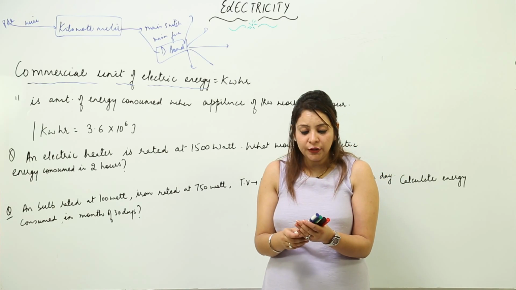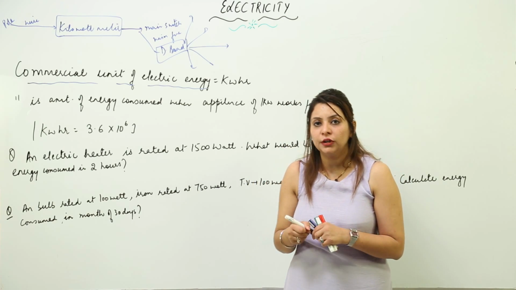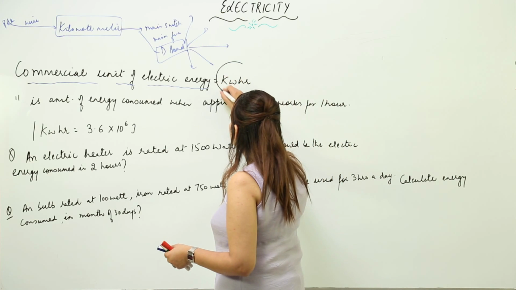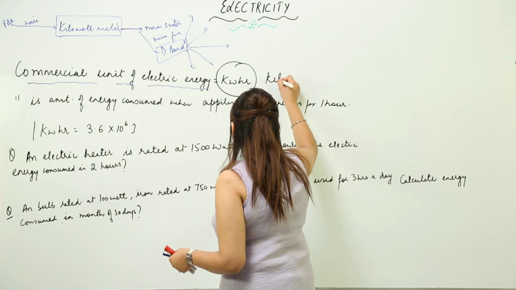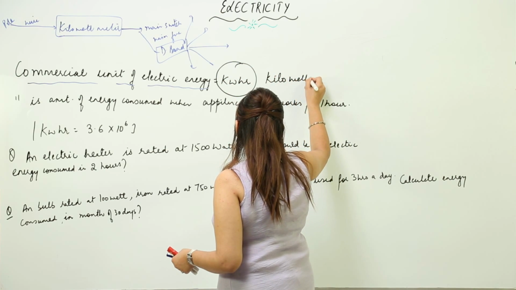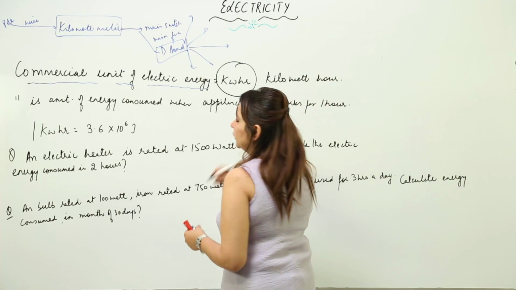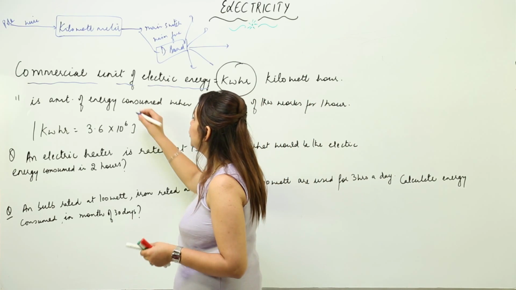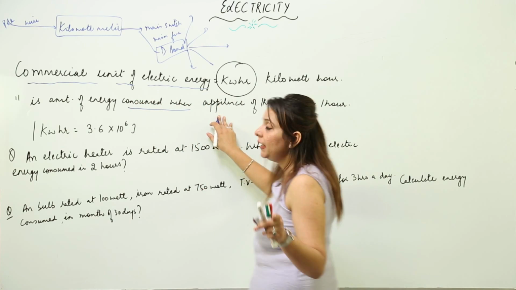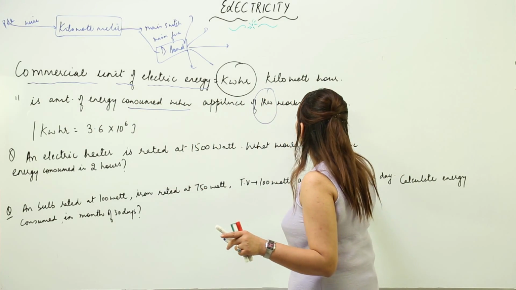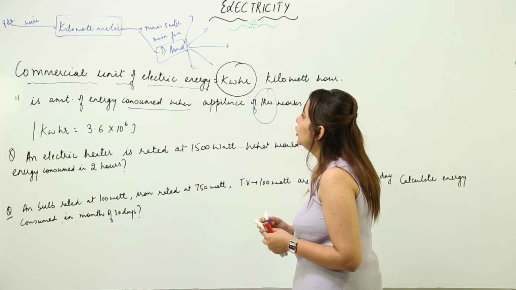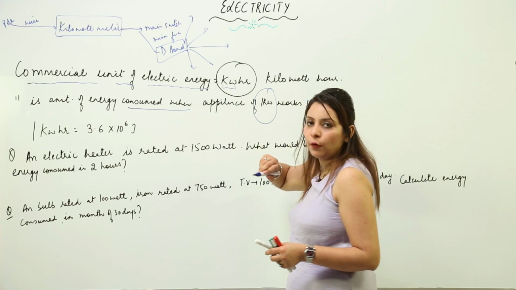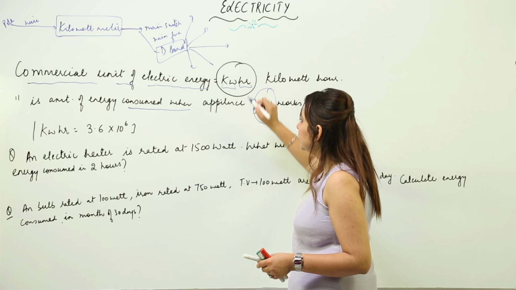The commercial unit of electric energy, in which we measure energy, is kilowatt hour. What is it? It is kilowatt hour. Now what does it mean? It means the amount of energy consumed when an appliance of 1 kilowatt works for 1 hour. Obviously kilowatt is the power of the appliance and hour is the time.